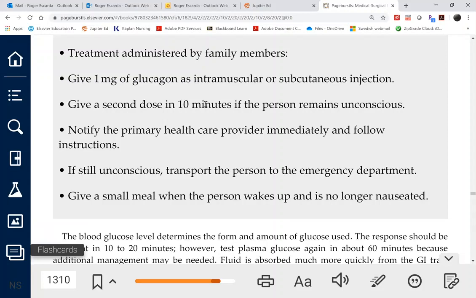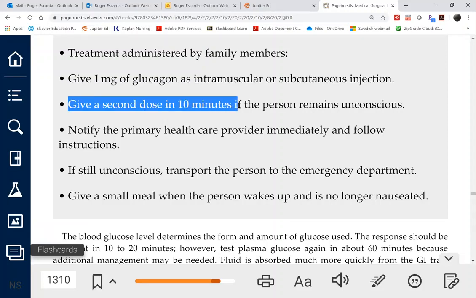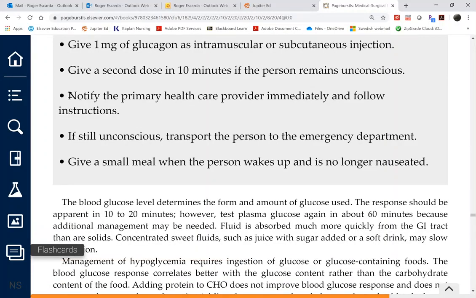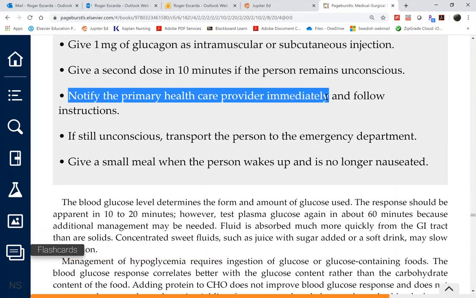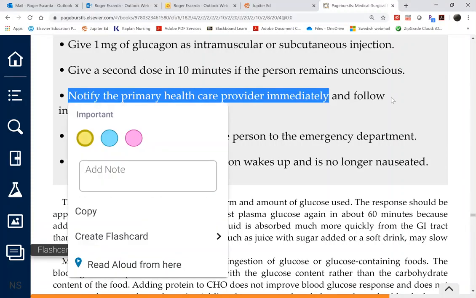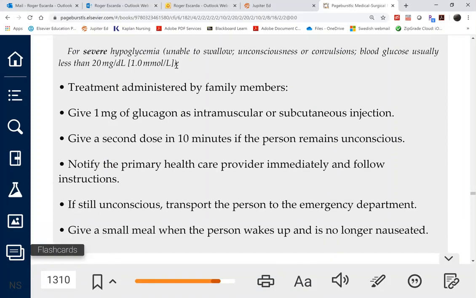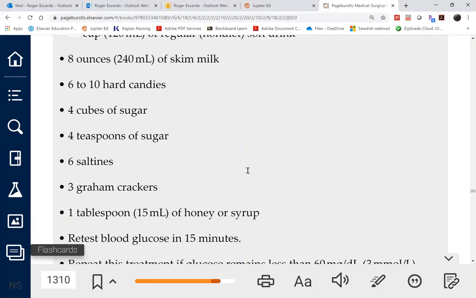Give a second dose if the patient remains unconscious after 10 minutes. In both cases, though, you will have to notify the physician about what happened because this is not safe. So we may be lucky because we were there when the hypoglycemic episode occurred. What if we're not there next time? So the patient and the doctor need to agree on, they need to investigate how did this happen. So we will investigate what caused it.